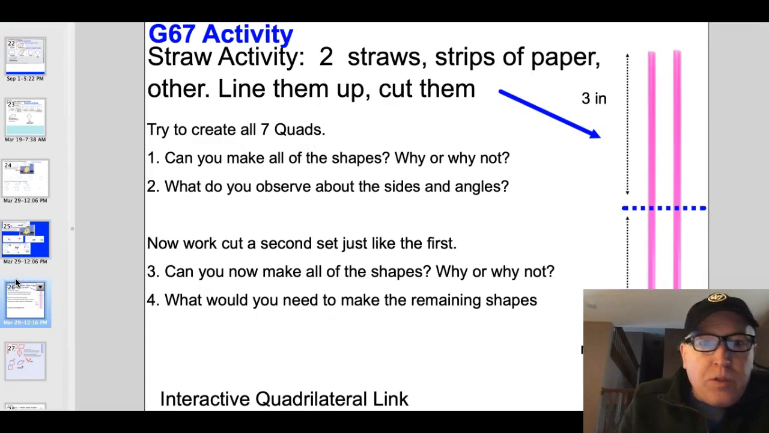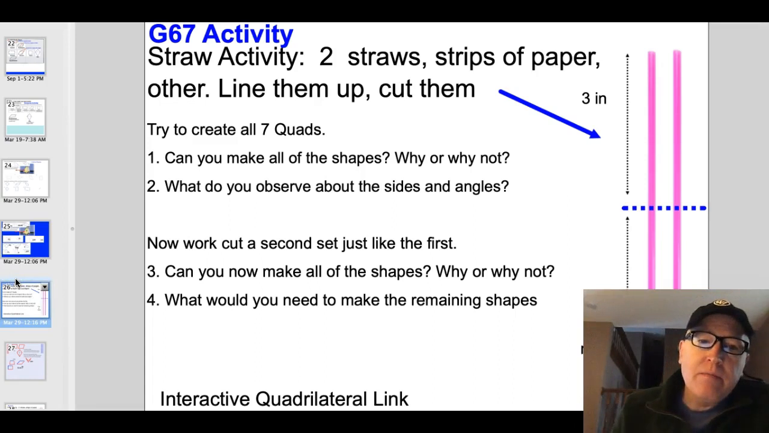If you are going to do the G67 challenge activity, go ahead and take a few minutes and try to make these straws and follow these directions and see how you do.